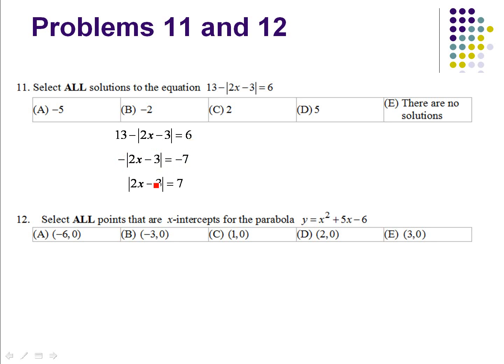Now I go through two cases. Now if this was equal to -7, then I'd have no solution. But I got to do either 2x minus 3 equals +7 or 2x minus 3 equals -7. So those are my two choices. Now I'm going to solve each of these. So I get x equals 5. So that was D. And then when I add 3, I'll get -4. Divided by 2, I get -2.